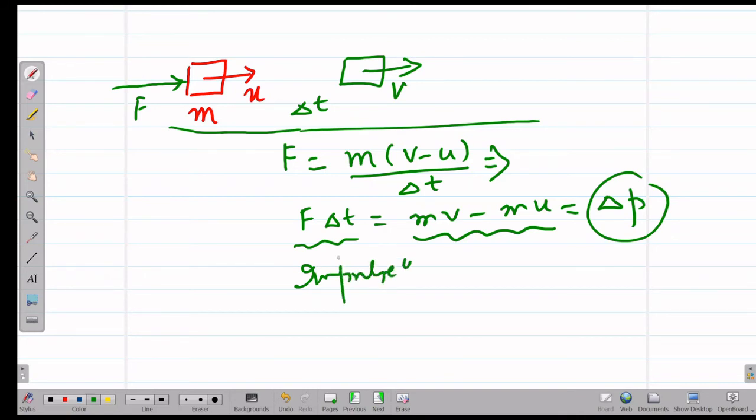So the effect of a force is to create an impulse on the body. Impulse is nothing but change in momentum. This is for linear motion, straight line motion.